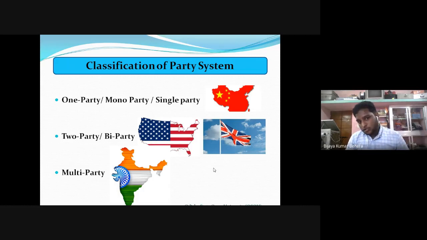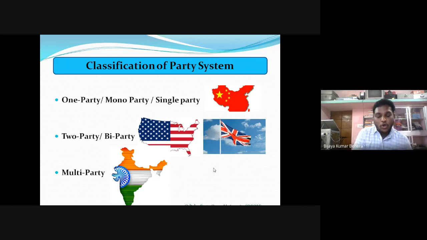In your SLM also, we have mentioned that we may divide the one party system again into three types: the communist one party system, the one party dictatorship, and the one party dominant system. One by one we'll discuss these sub-categories of the one party system.